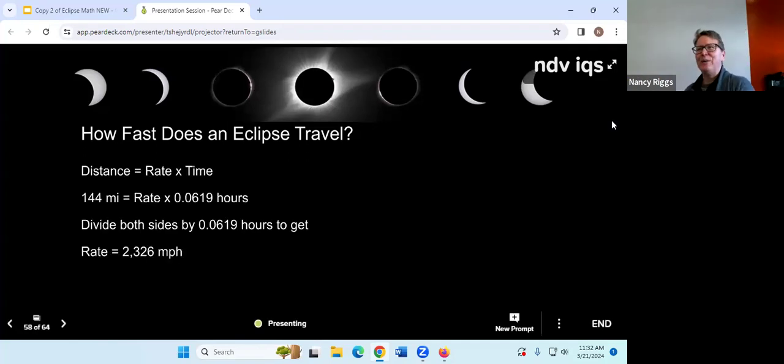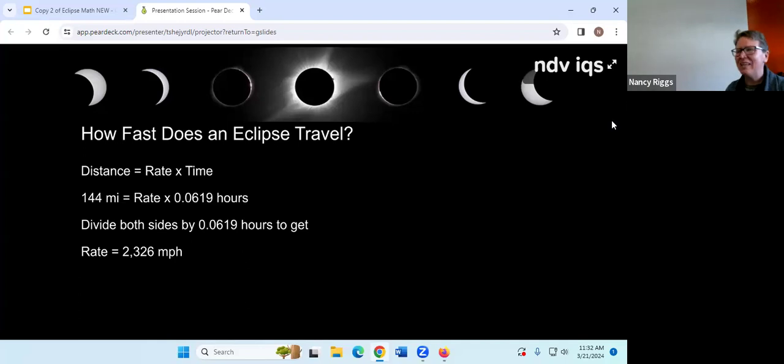So here's a formula you might know: distance equals rate times time. I said those two cities are 144 miles apart, and the time that they computed was 0.0619 hours. So I divided both sides by that, and I got a speed of an eclipse of about 2,326 miles per hour. That is above the posted speed limit. That is very fast.